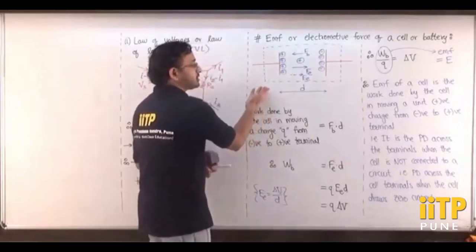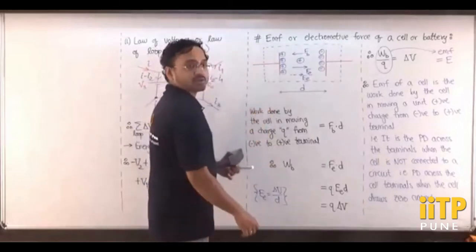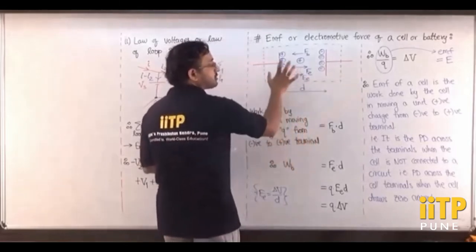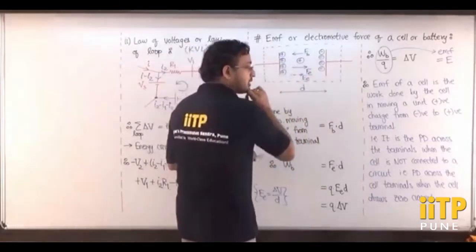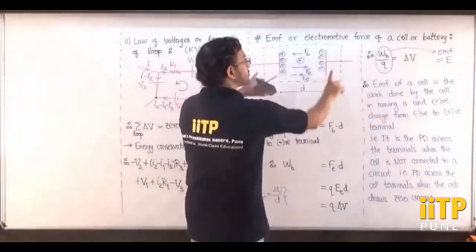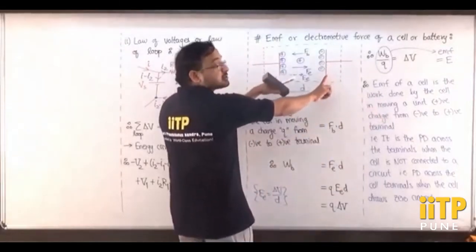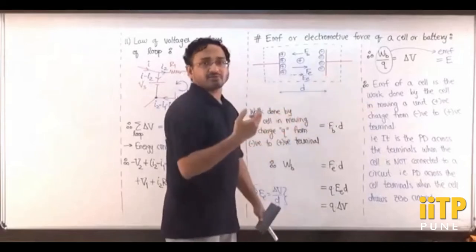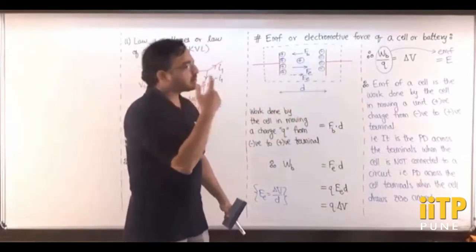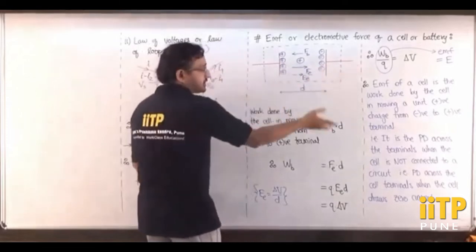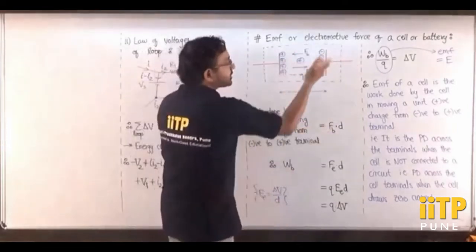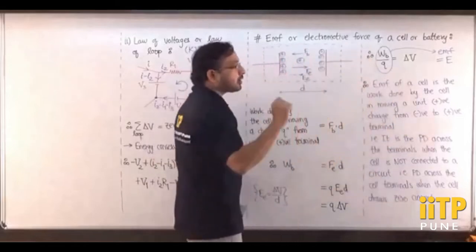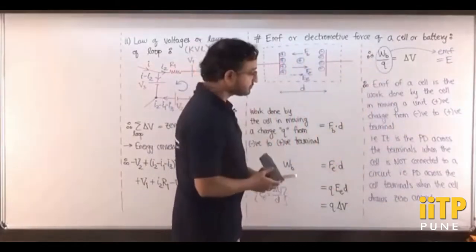It is not at all connected in a circuit, and yet I am getting that ΔV. So what is the meaning of ΔV here? When it is not connected in the circuit, it is also the potential difference across the cell terminals when the cell draws zero current. When we say the cell draws zero current, that means the current through the cell is zero because it is not connected in a circuit. So these three statements are all equivalent to each other.